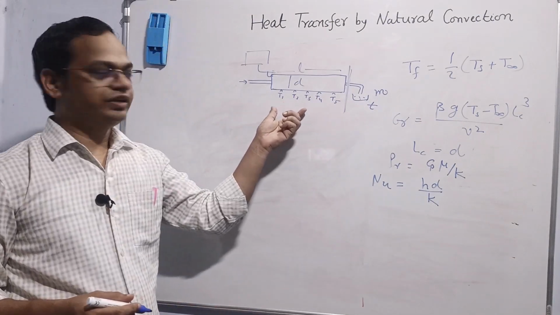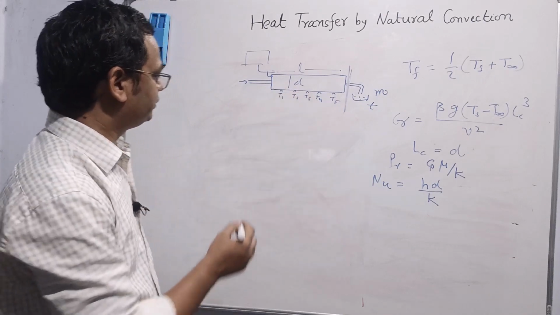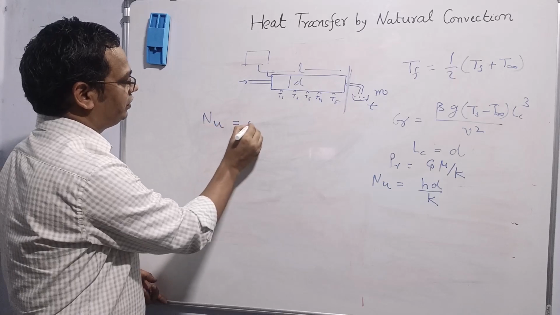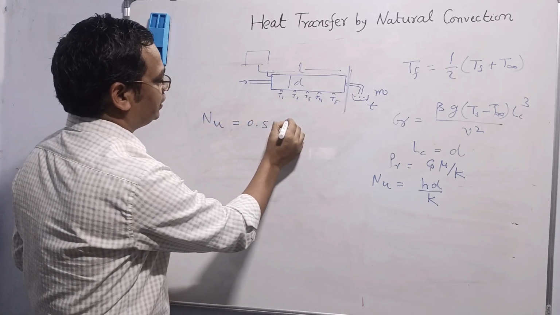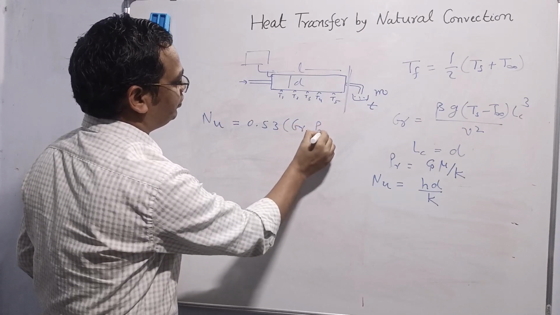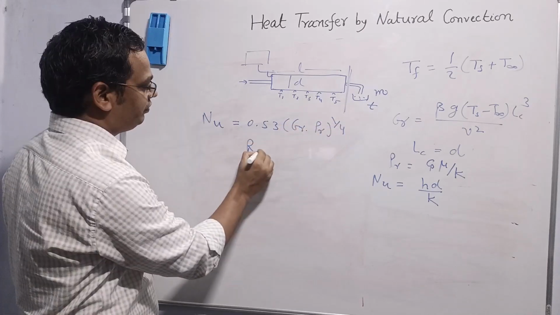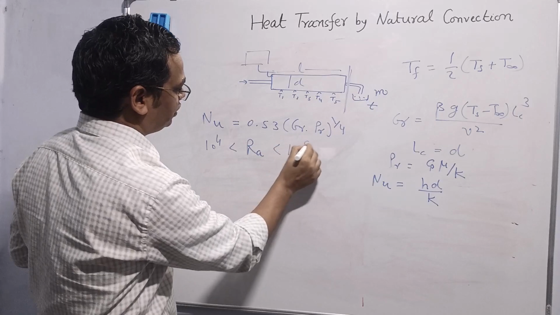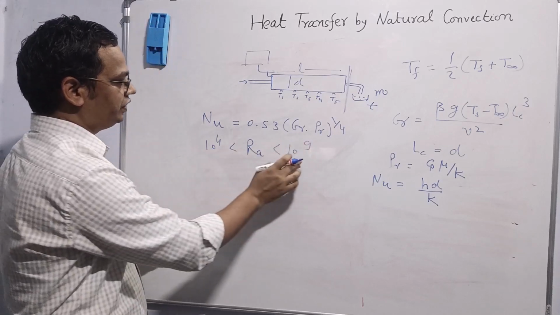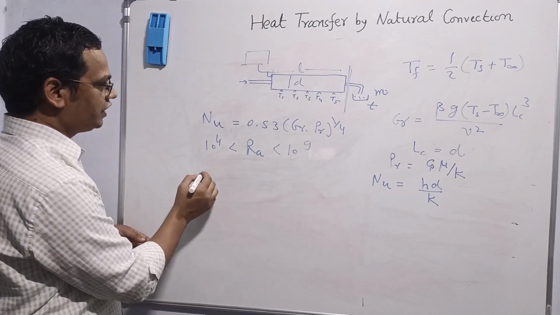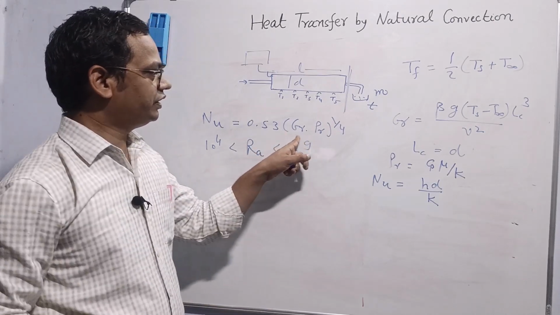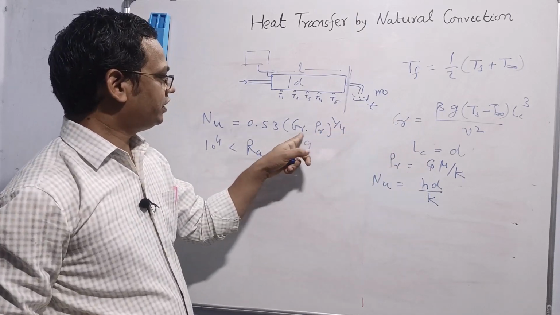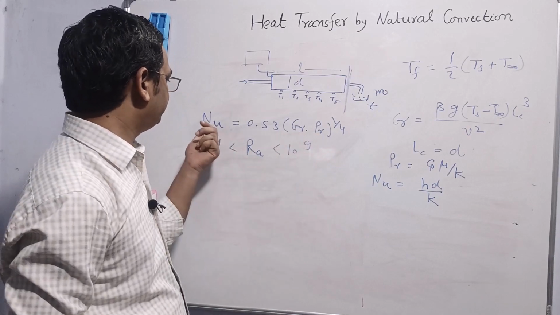Now we'll write the empirical equation in the case of horizontal cylinder. So that will be Nusselt number is equal to 0.53 (Grashof number times Prandtl number) to the power 1 by 4. This is for laminar region, 10 to the power 4 to 10 to the power 9. So first of all, just calculate the Grashof number using this expression, Prandtl number using this expression. Then product of these two should be in this range if we have to use this one.